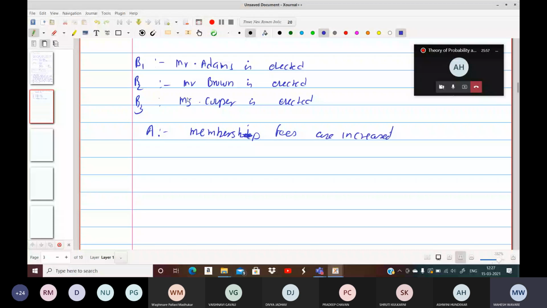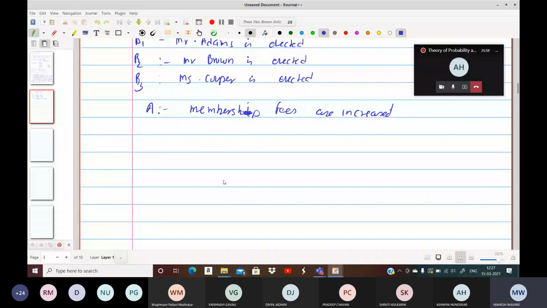Now I should draw the tree diagram for it. Firstly, for those who constitute the partitions, write their probabilities. 0.3 is the probability of B1, 0.5 is the probability of B2, and B3 has probability 0.2. The sum should be 1, since they constitute the partition. So the union of B1, B2, B3 is the whole space, and they are disjoint.